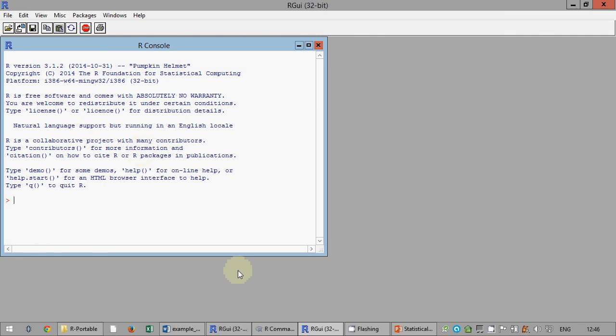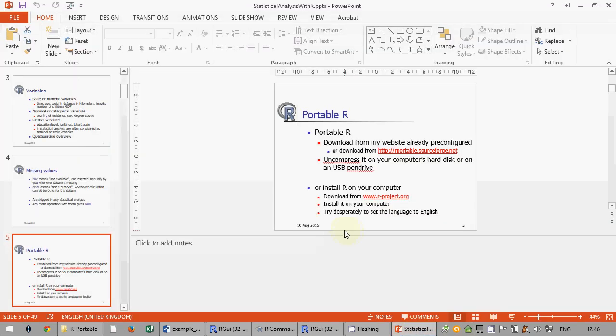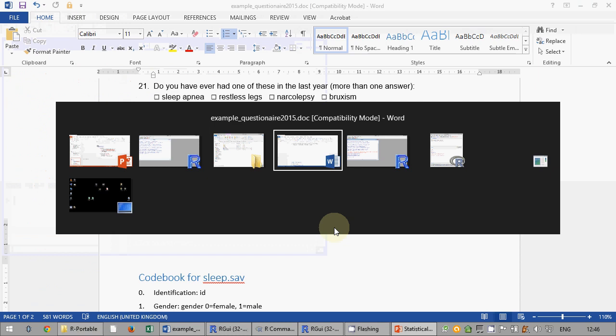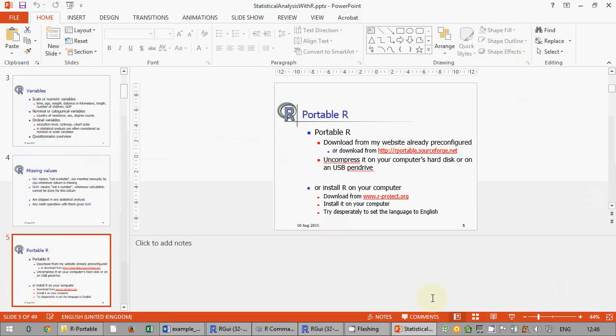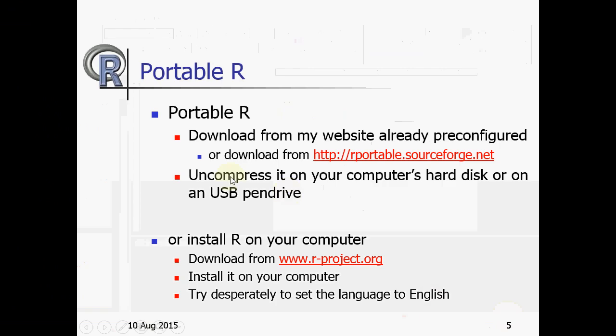Done. It's available on my website. You can just download it and uncompress it. If you don't know what uncompress means, please go back to the pre-course. It's better to download it from my website because it's already pre-configured, rather than downloading it from here. And uncompress it wherever you want.